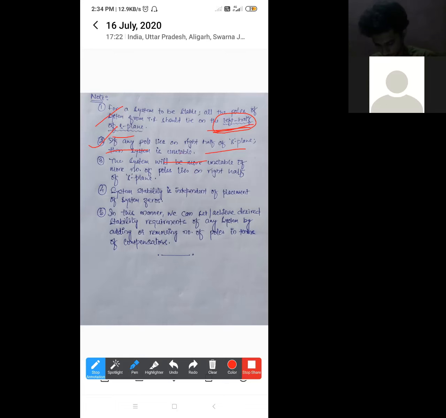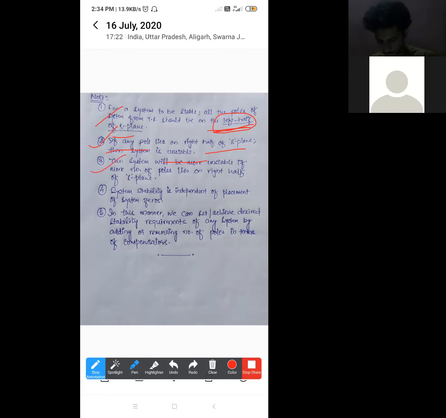So in the second case, three poles are lying on the right half of the S-plane. This second example, or system, is more unstable because three poles are lying on the right half of the plane. This is what is meant by point number 3, right?